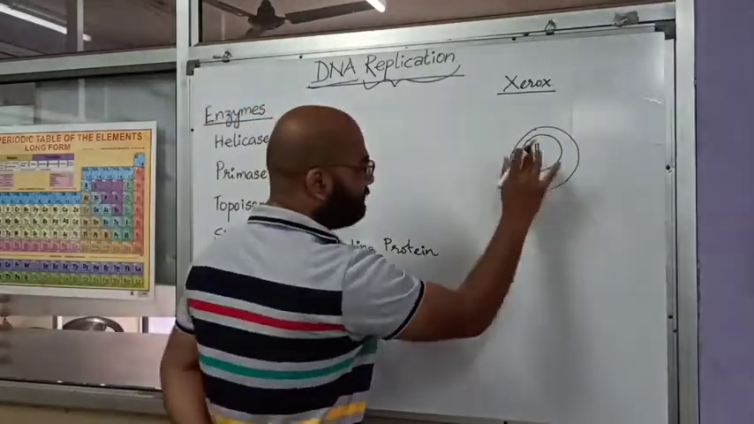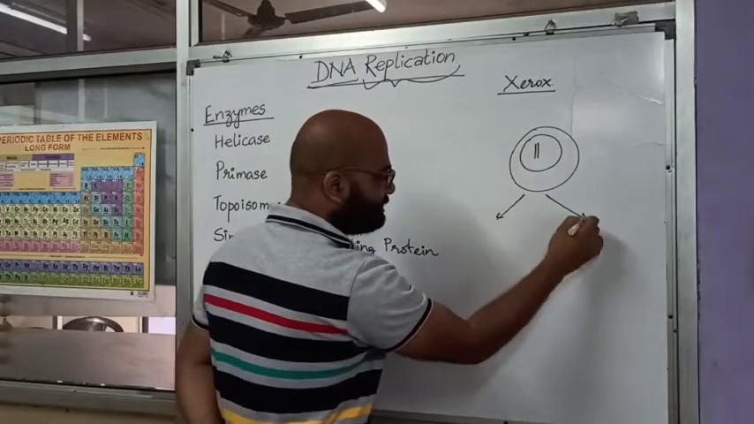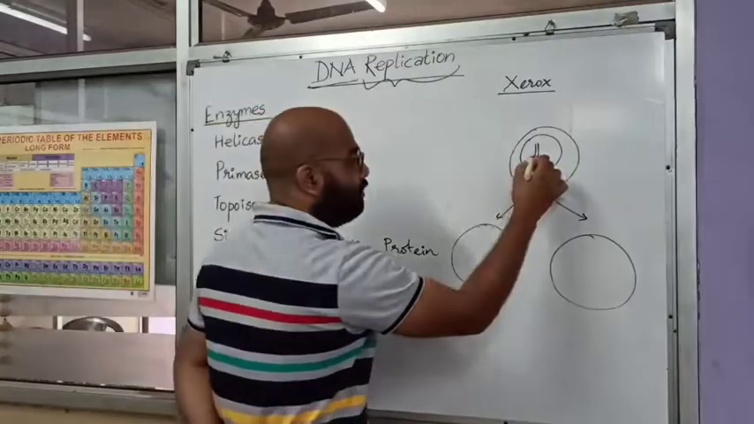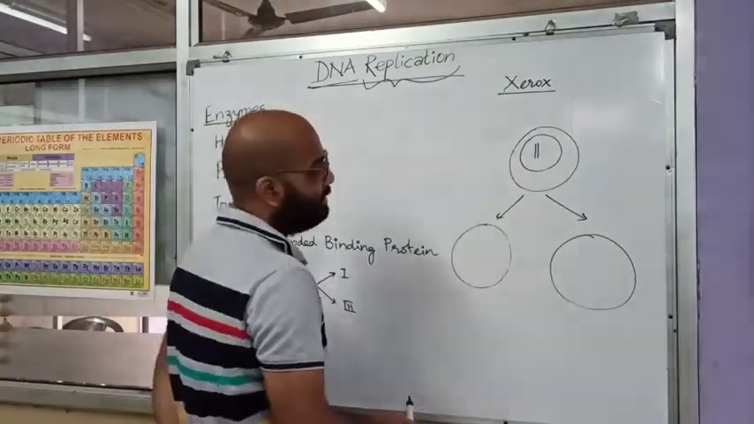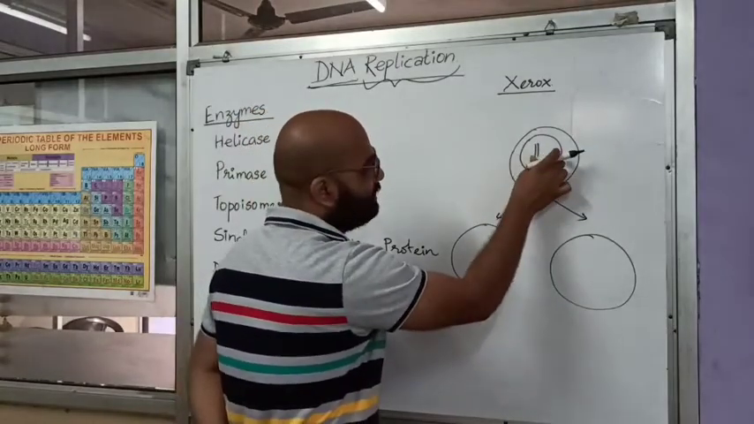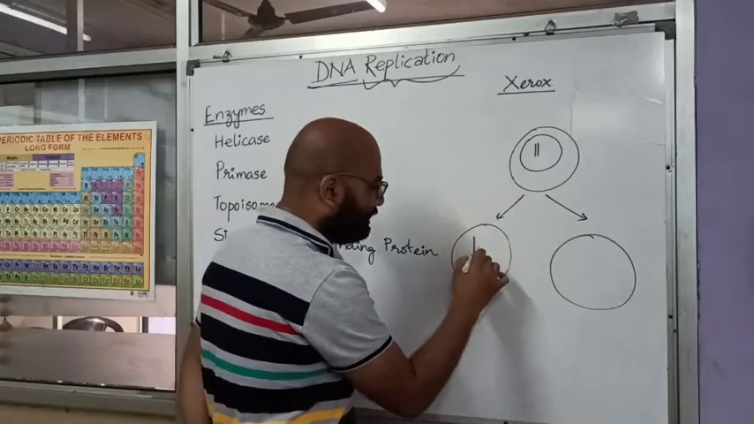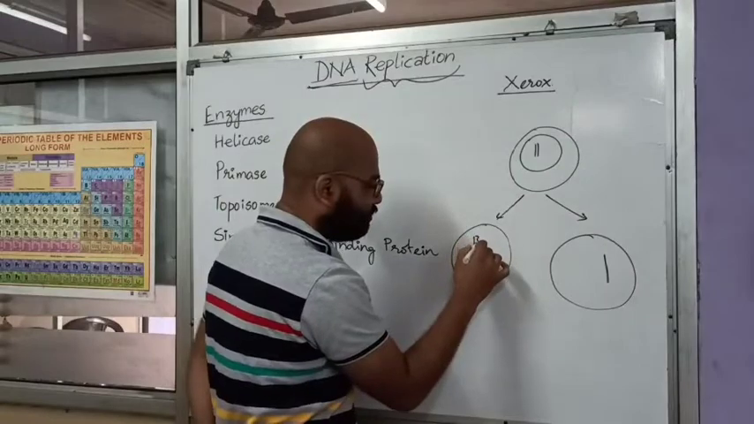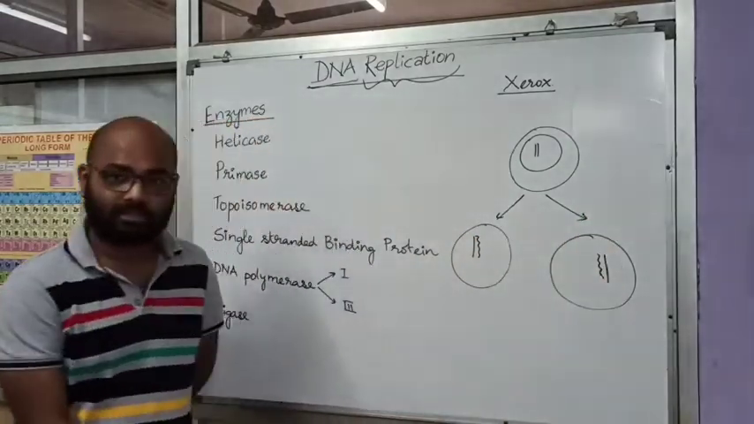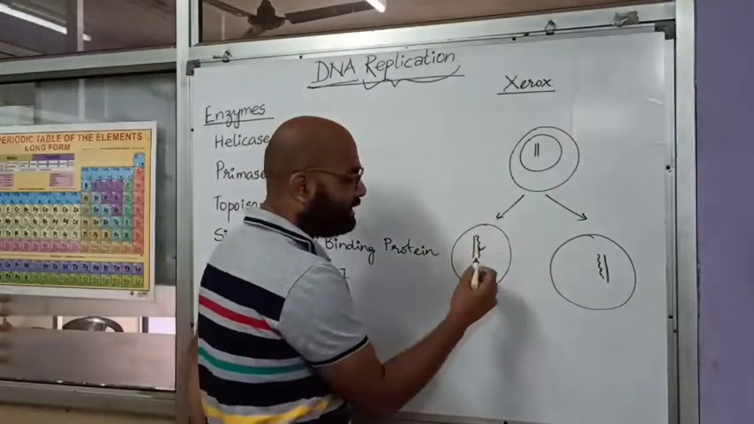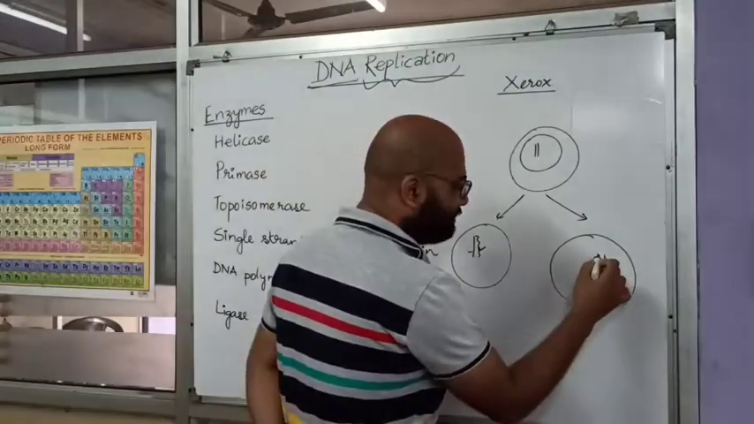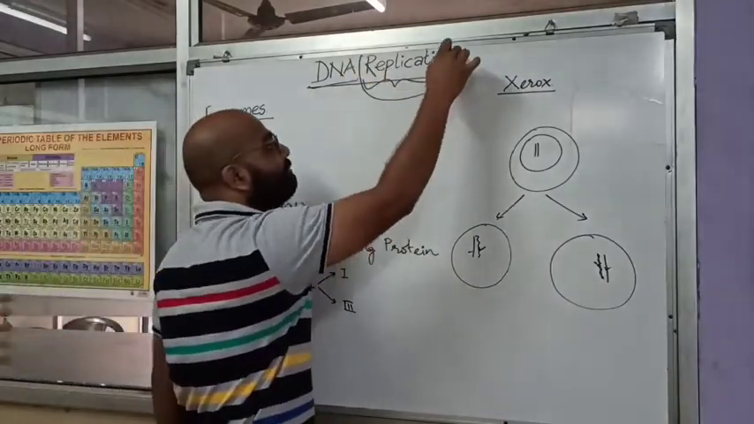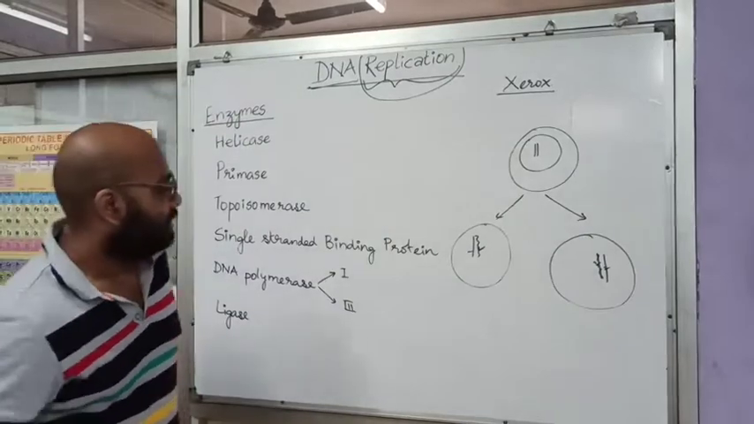And from that cell, when cell division is going to occur, at the end we are going to have two new cells. One copy of the DNA molecule will be carried to each one, and the newly synthesized strand will be present along with this. So how this new strand came with this one is our aim of studying replication. Okay?